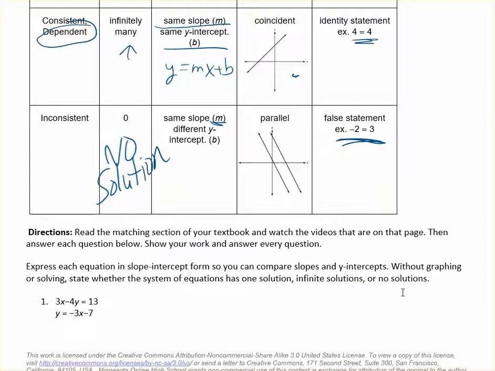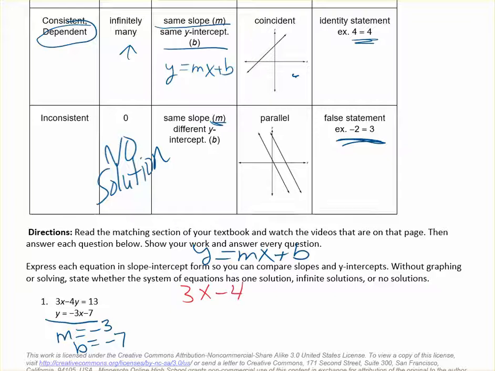So in number 1, the second one is already solved in slope-intercept form. We can see that m is equal to -3 and that the y-intercept would be -7. Because remember, y equals mx plus b is slope-intercept form. However, the first equation is not yet in slope-intercept form. So we need to solve this for y in order to get it in the right form.